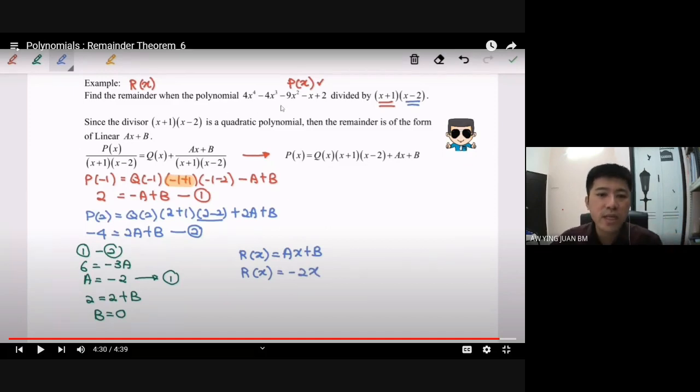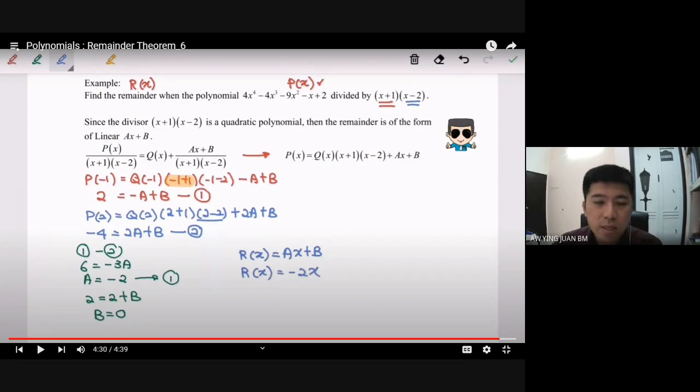Kadang-kadang, dia tidak beri you equation. Pun boleh jawab, kalau you faham konsep ini. Okay? So ingat, bila you baca soalan, you rasa macam keliru, complicated, macam tak faham soalan je kan? You ingat example ini, dia amat berguna. Okay? Untuk topik ini. So, harap ya, saya dah bincang 6 contoh remainder theorem.